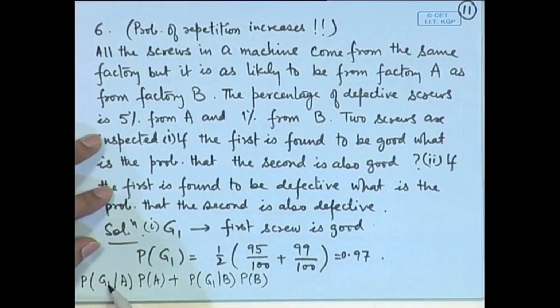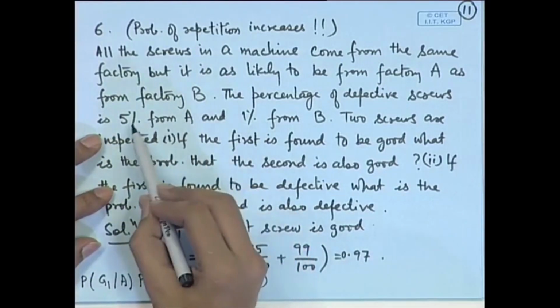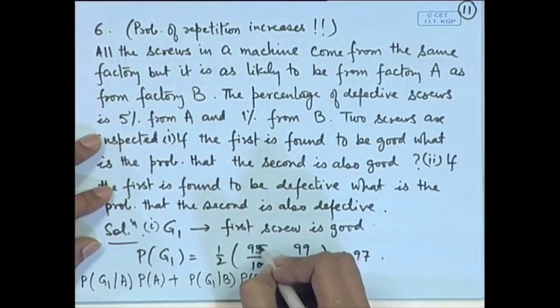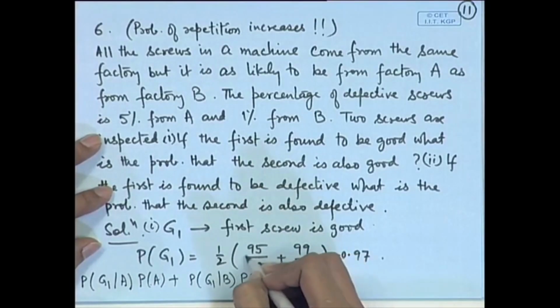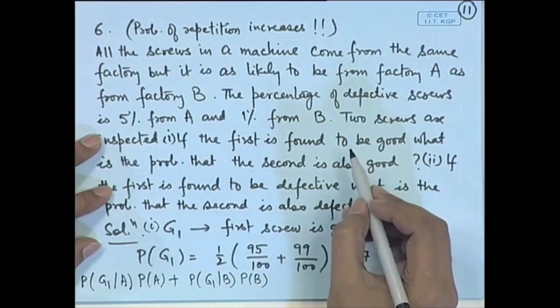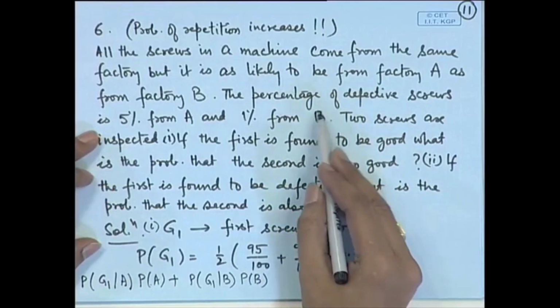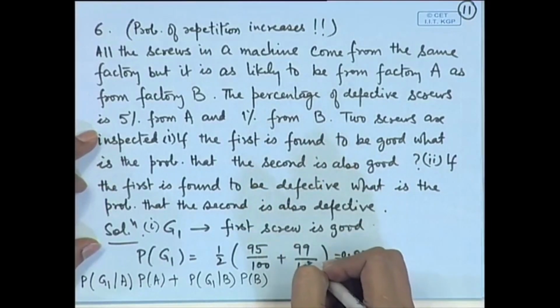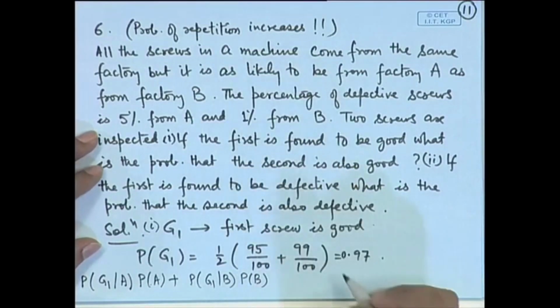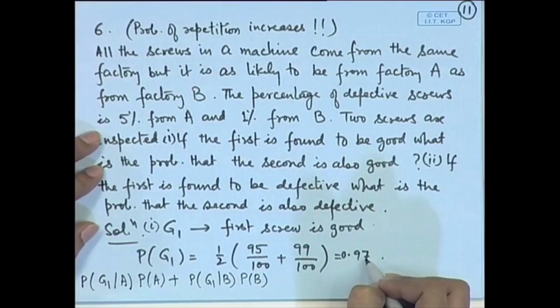What is the probability of a good screw coming from factory A? Since 5% of the product coming from factory A is defective, the probability that a good screw is from factory A is 95 by 100. In a similar way, the probability that the screw is good given that it is from factory B will be 99 by 100, because 1% of the factory B products are defective. So, after simplification it turns out to be 0.97.